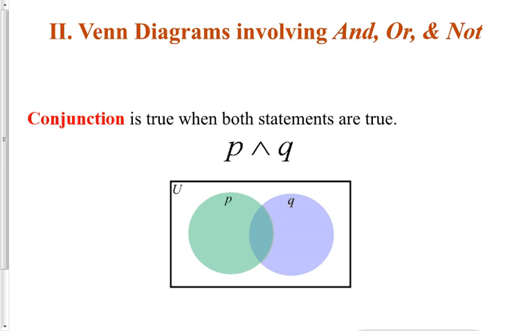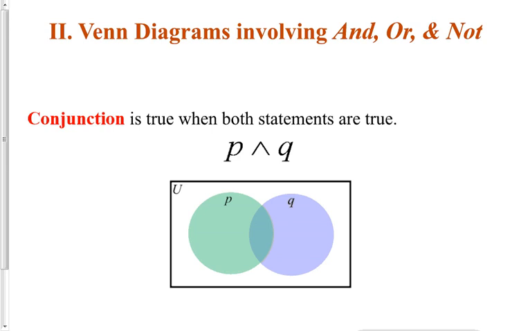This can be represented by a Venn diagram. We talked about Venn diagrams before with polygons. In our Venn diagram, we have the universal set represented by the rectangle, which would include all statements, including our statement P and our statement Q. You can see our circles for statements P and Q overlap because in order for the conjunction to be true, we need both statements to be true at the same time.